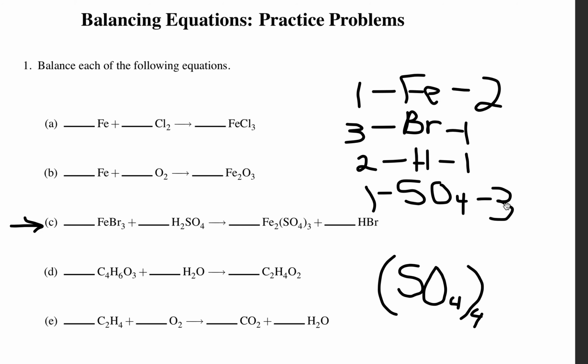So I have 3 on the right side and 1 on the left. So I'm going to try to balance this by adding a 3 right here, okay? So that balances the sulfate because I have 3 over here and 3 over here. Remember, this will distribute to both the hydrogen and to the sulfate, okay? So I have 3 sulfates, but I now have 6 hydrogen. So remember, if you have a coefficient like this, you're going to multiply it by the subscript to find the total number of atoms, okay?